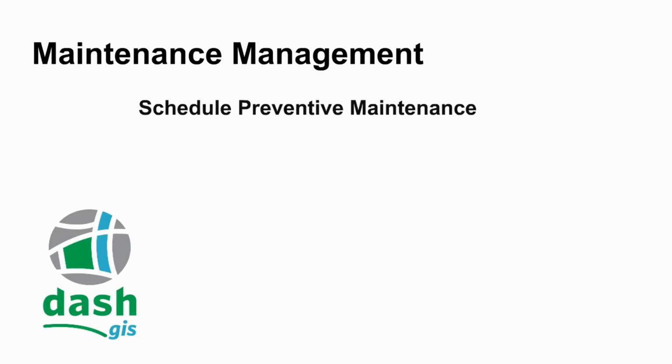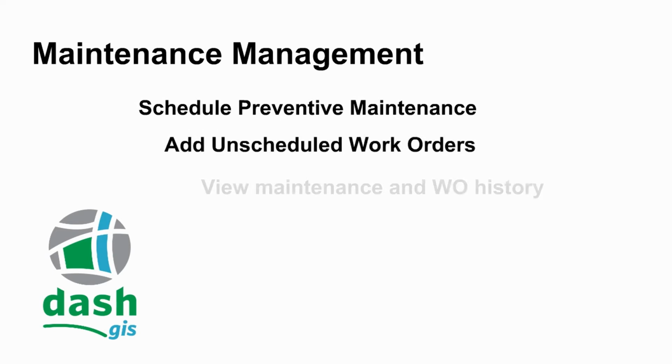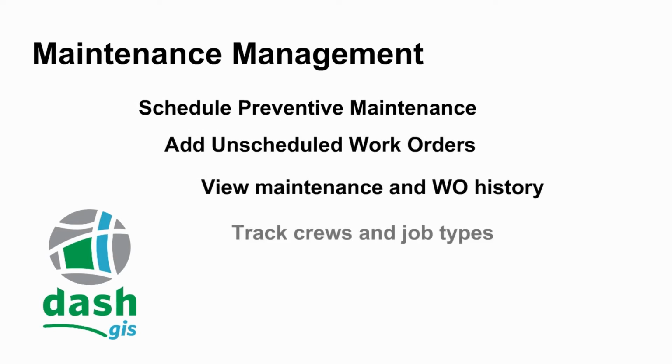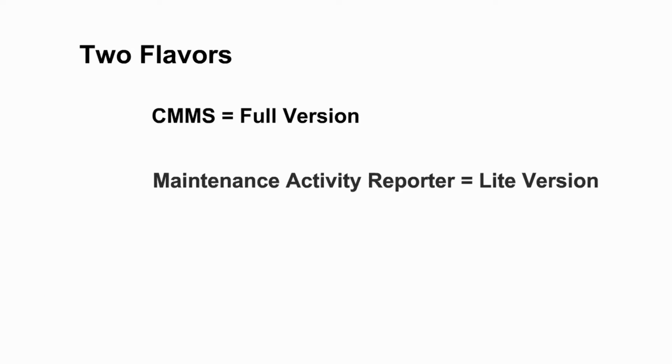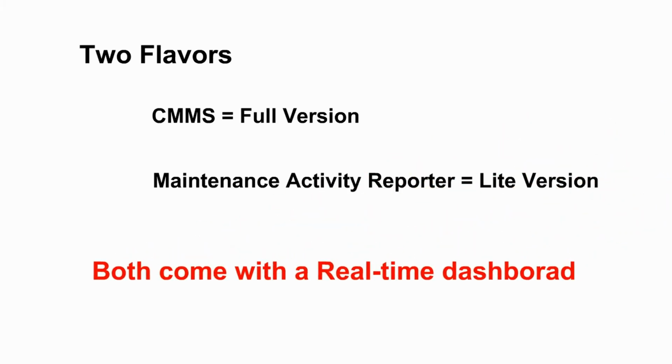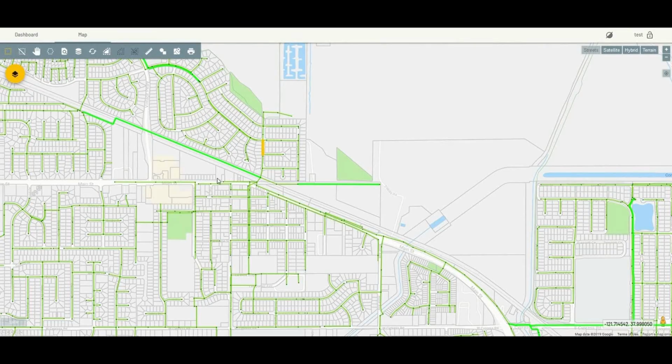Today we're going to talk about computerized maintenance management, or the extension for Dash, where it will track all your crews, preventive maintenance work orders, as well as reactive. It comes in two flavors, the full version and the maintenance activity reporter, which is the lighter version. Both come with a dashboard, which is the focus of today.